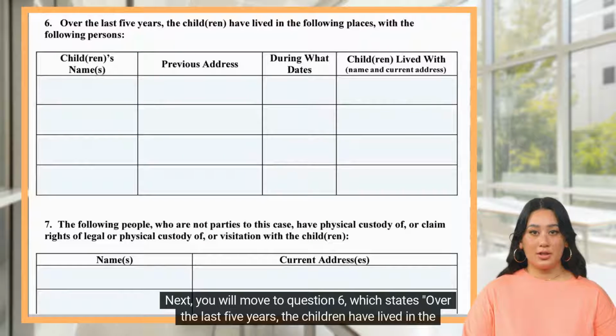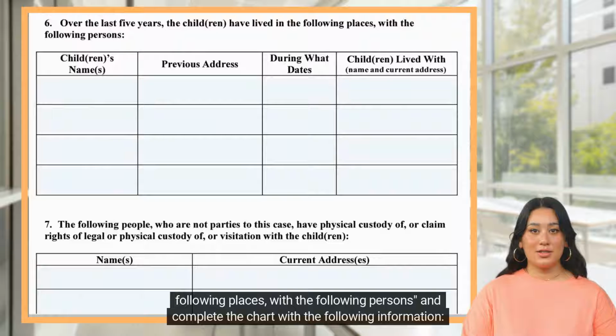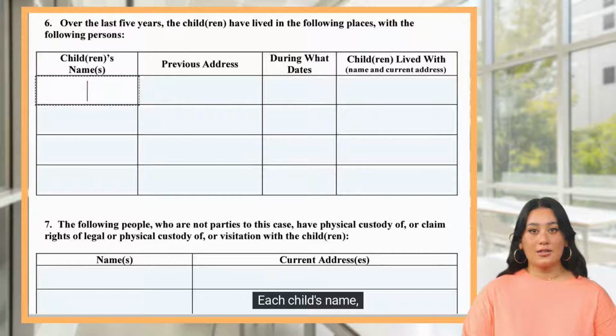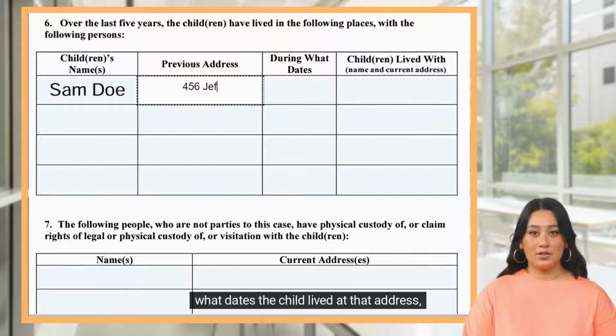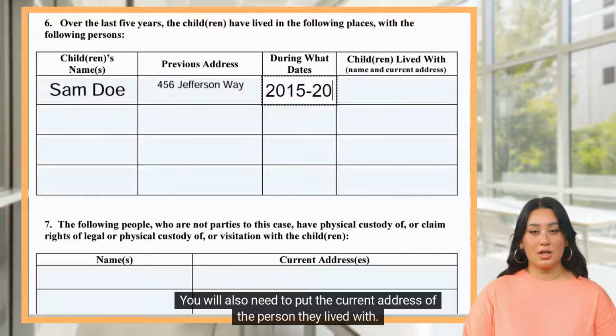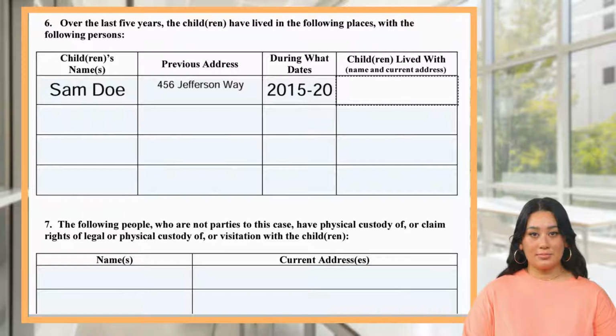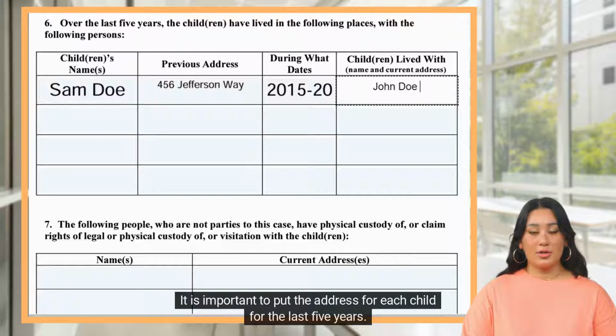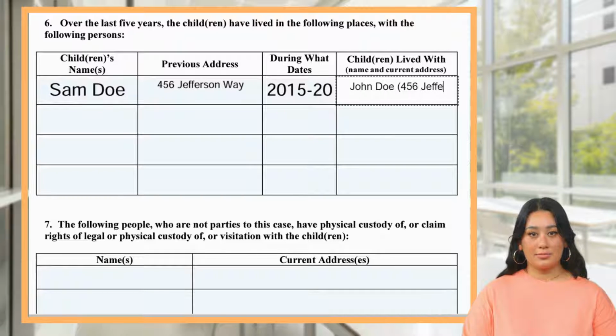Next, you will move to question 6, which states over the last 5 years, the children have lived in the following places with the following persons, and complete the chart with the following information: each child's name, previous address, what dates the child lived at that address, and who the child lived with at that address. You will also need to put the current address of the person they lived with. It is important to put the address for each child for the last 5 years.